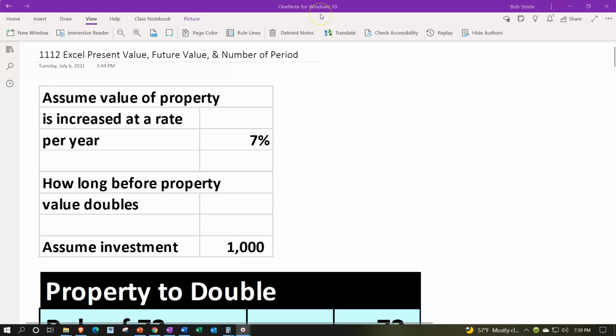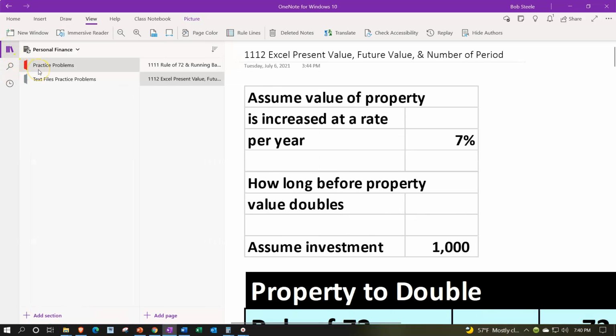Prepare to get financially fit by practicing personal finance. Here we are in OneNote. If you have access to OneNote and would like to follow along, you're not required to, but if you would like to, we're in the icon on the left-hand side in the Practice Problems tab in the 1112 Excel Present Value, Future Value, and Number of Periods tab.